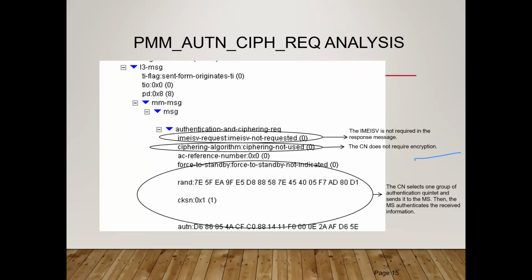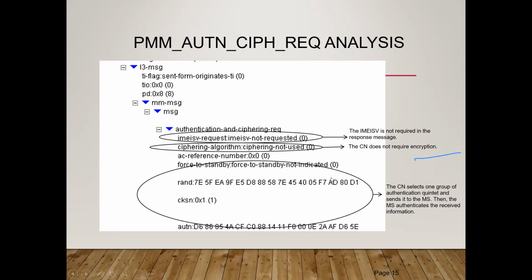The next is your authentication and ciphering between your MSISDN and your SGSN. Here SGSN will send an authentication and ciphering request to the MSISDN. IMEI SV is not required in the response message. It says that the core network does not require any encryption. These are all configurable in the SGSN, so this is something that you can check.